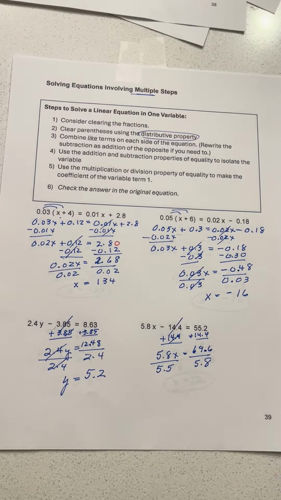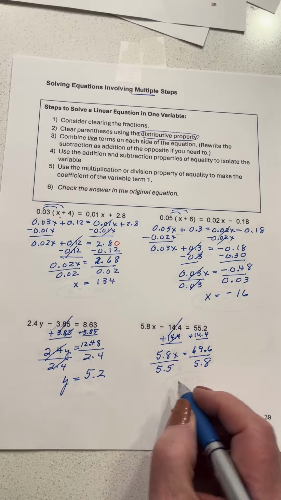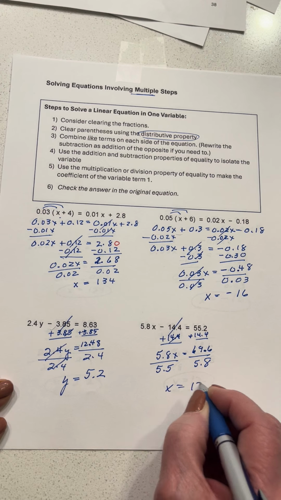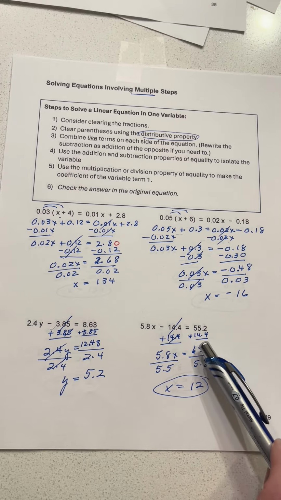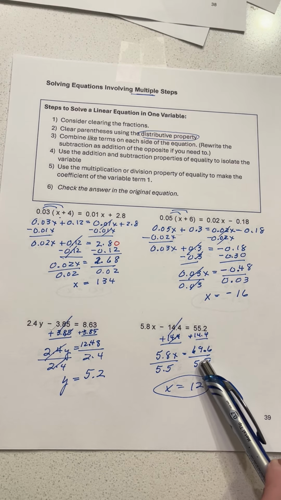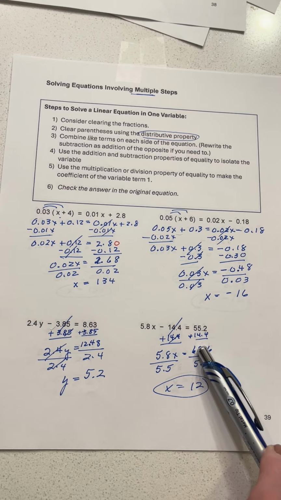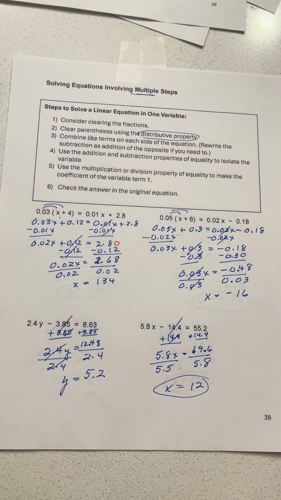Surprise, surprise. And x equals a nice, neat 12. I know that 12 times 5 is 60. 12 times 6 would be 72. This is somewhere in between, so that's probably right now.